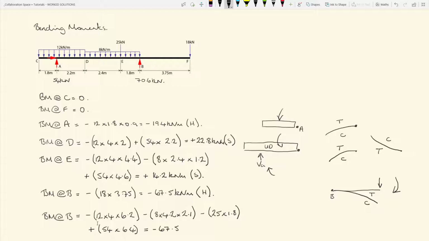So as you see, it makes absolutely no difference which way you work from, as long as you consider either sagging or hogging moments. So you consider sagging moments give positive bending, hogging moments give negative bending. As long as you get that right, then as I say, it makes no difference which end you work from when you're calculating the bending moments at any particular point.